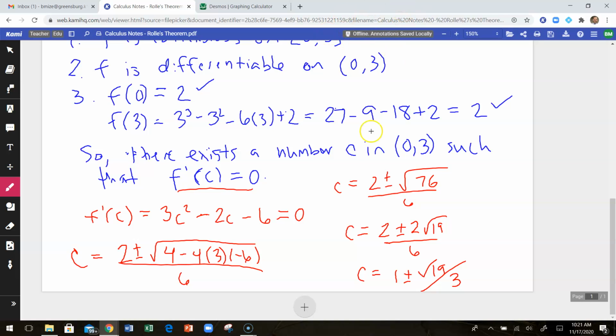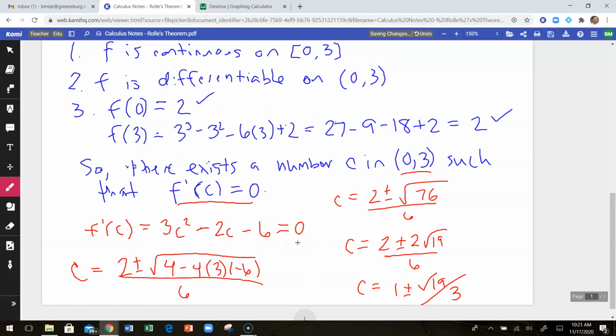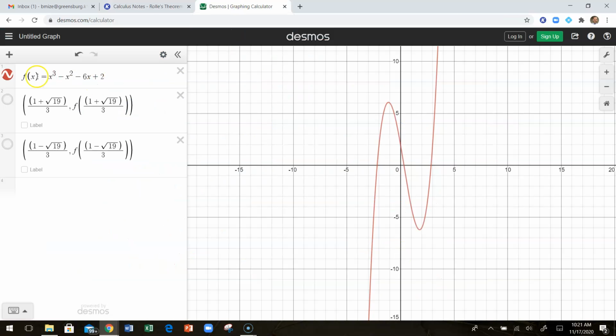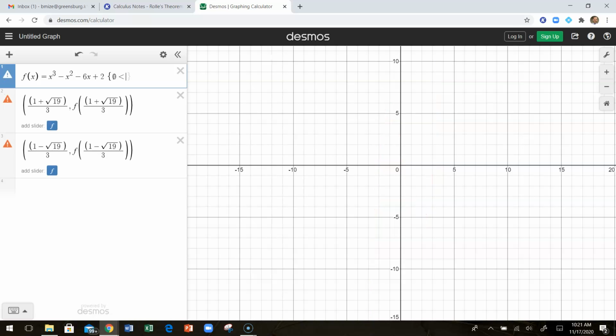Okay, now we're saying that this is the value of c. We want to make sure that the c value is in the interval from 0 to 3. And I have plus or minus here. So I'm saying there are two c values. Are we positive that both of those are in the interval from 0 to 3? To help us with that, I've used Desmos just to show you what's going on. So I have graphed the function. It's x cubed minus x squared minus 6x plus 2. And I'm going to only graph this over the interval from 0 to 3. So if I only graph that over the interval from 0 to 3, this is what I see.